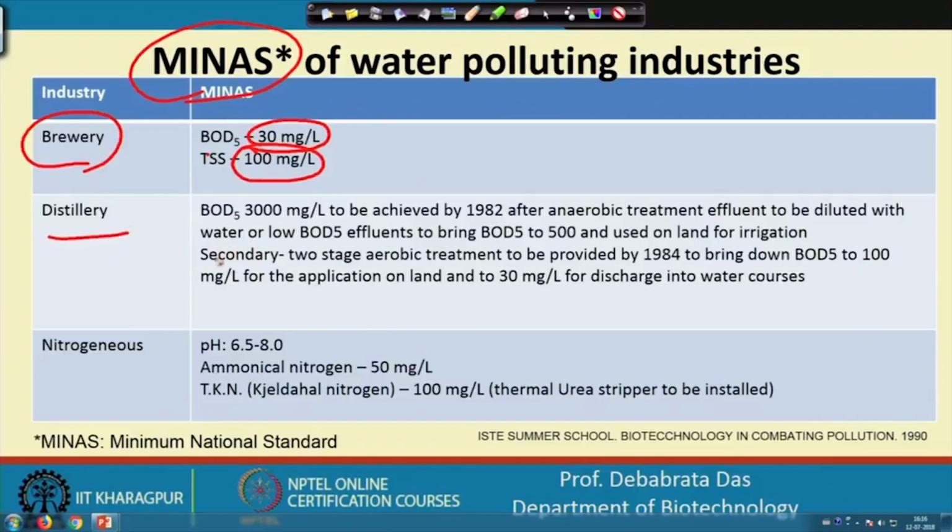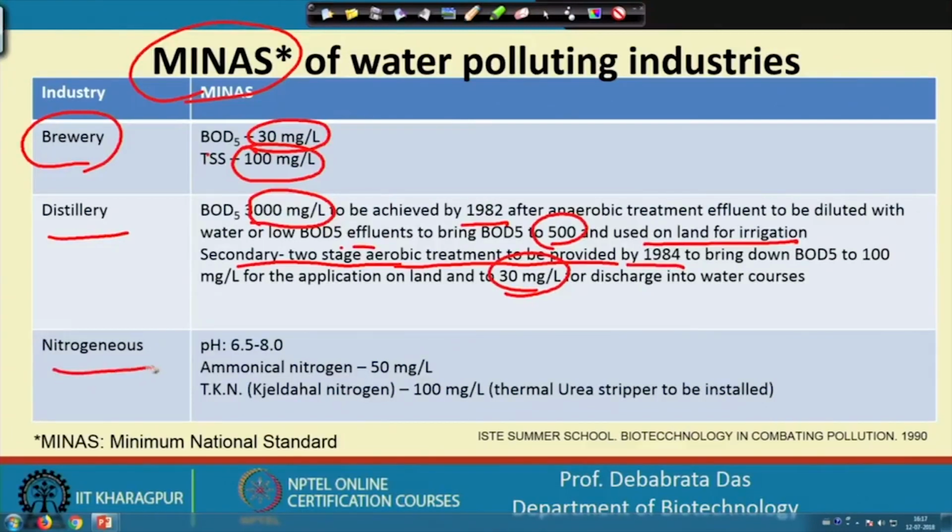In the distillery industry, again it depends on the kind of effluent that we have. The BOD5 is 300 milligram per liter, achieved by 1982, and low BOD5 effluent is to be diluted with water to bring it to 500 milligram per liter, for land irrigation purposes. Second, a two-stage aerobic treatment process should be provided in 1984, so that you can bring it to 30 milligram per liter. This is the kind of standard they put.